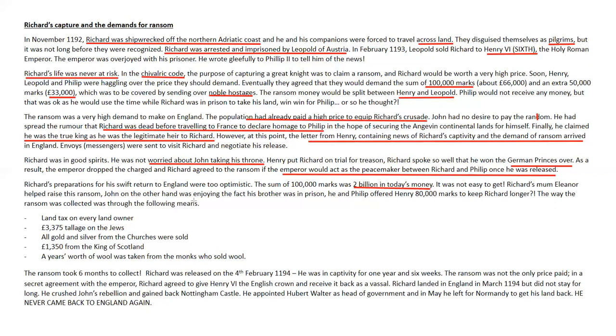John didn't do much. He was loving life that his brother was in prison. And actually, John and Philip offered Henry 80,000 to keep Richard for longer, which is crazy to think. But the longer Richard was away, the more it was going to benefit John and Philip.